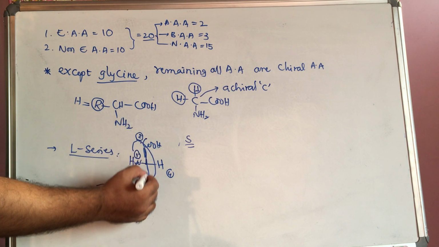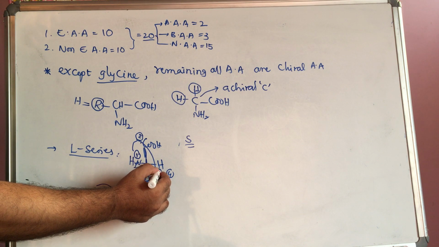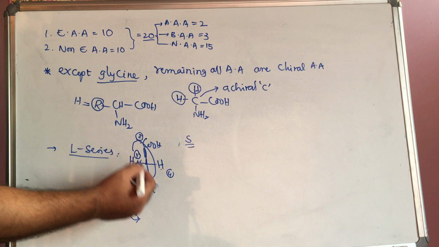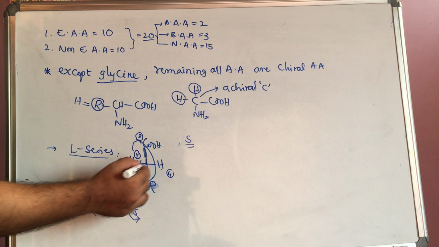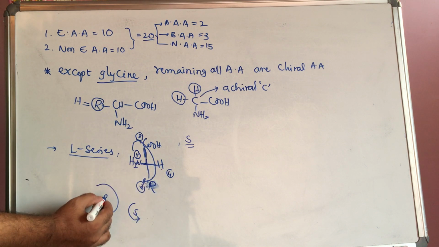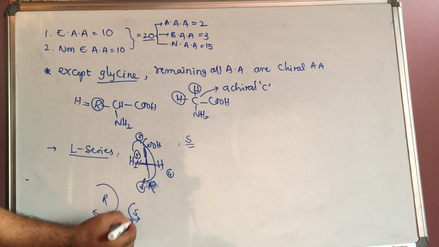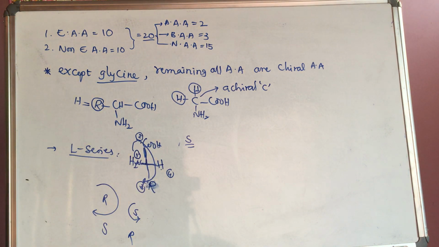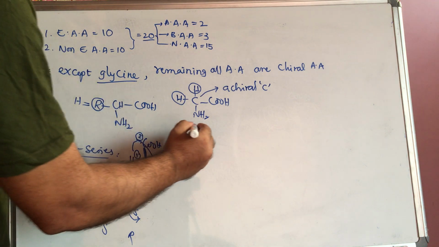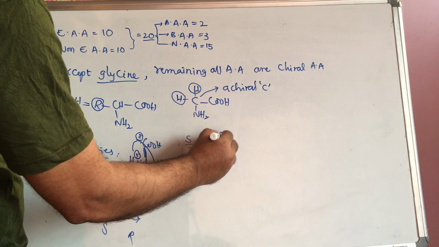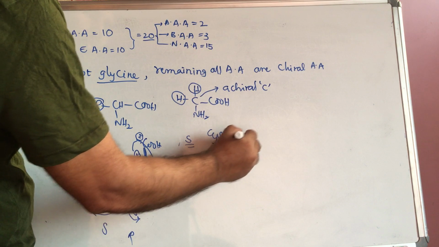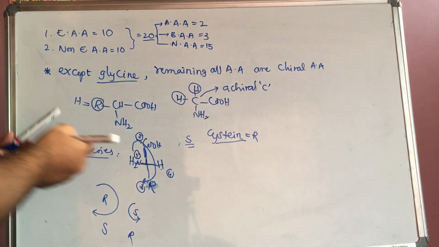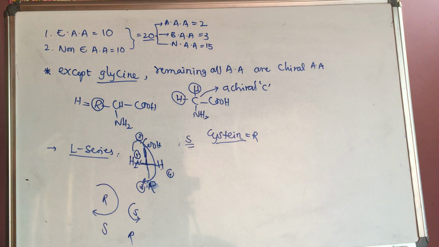Clockwise direction means R, anti-clockwise direction means S. But in Fisher projection, when the fourth priority group is on the horizontal line, the configuration should be reversed. That is why, when the fourth priority group is on the horizontal line, R converts into S and S converts into R. So out of the 20 amino acids, except one, that is cysteine, cysteine has R configuration, and the remaining all have S configuration.